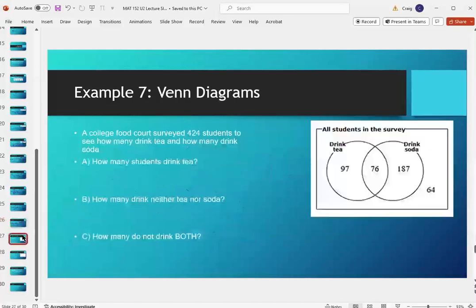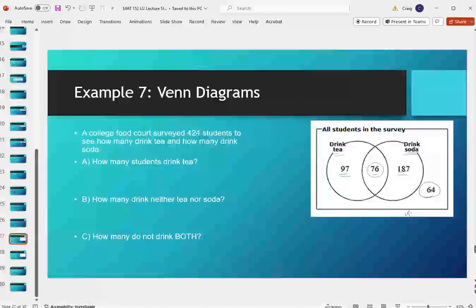Okay, another way of showing collections of data and answers to responses in surveys is to use what's called a Venn diagram. That's what you see over here. In a Venn diagram, the circles are the particular categories, and then you can see the overlap. So this would be 76 would drink both tea and soda, they're in both of those groups. 97 drink just tea, 187 drink just soda. And then the 64 on the outside, those are the ones that don't drink either one.